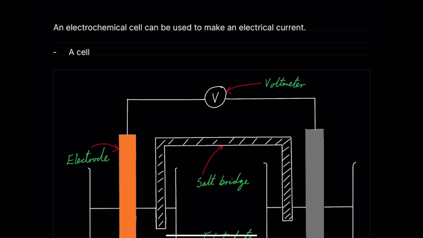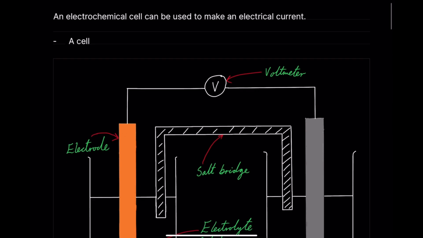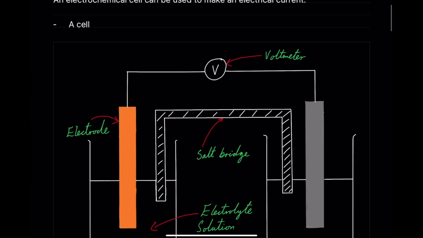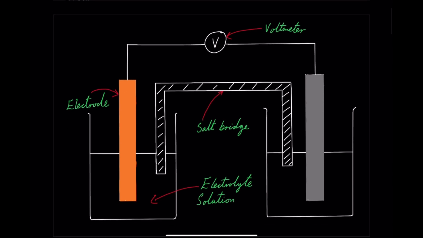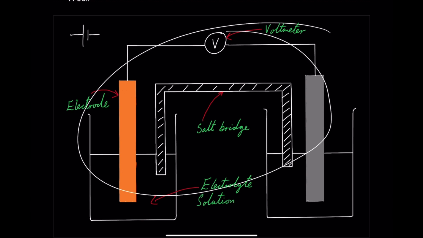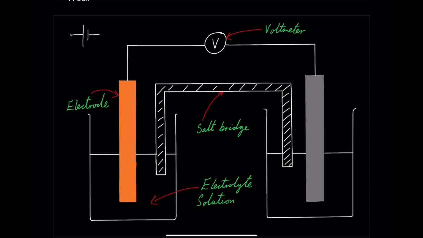Electrochemical cells. An electrochemical cell can be used to make an electrical current. It's not the cell that you think about in physics. Sorry, it is the cell that you think about in physics, but it's not a basic level of understanding of cells where all you have to know in physics is just this. But really, in that battery, in that cell, this is what's actually there. Sorry, I was thinking about a circuit. A cell in physics, the symbol for it is that.